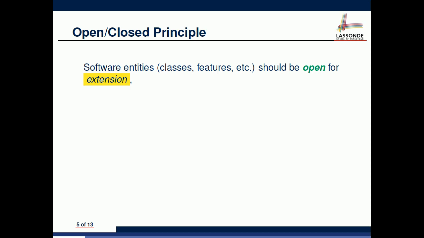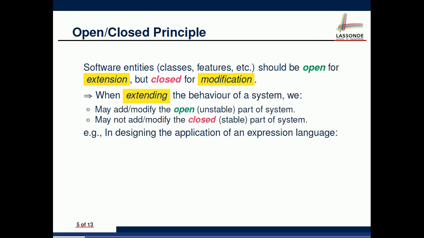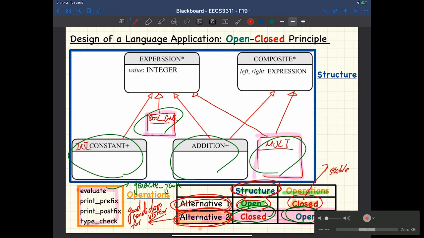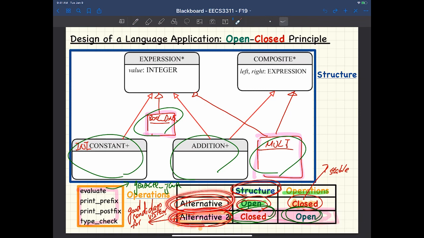That's the open-close principle. Specifically for this particular problem, remember we had a table. Let me show you the table very quickly. That's the table that we went over last time. You basically have two possibilities for this expression language. Either the structure of the language is open, or the operations are open, and the other one is closed. We'll talk about that. Also make sure you review that.